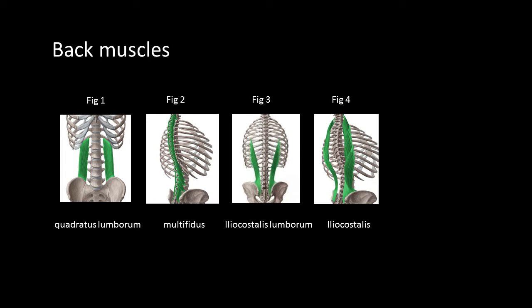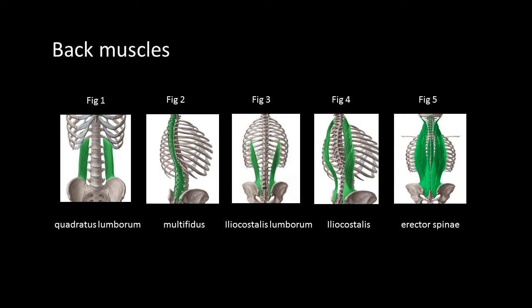Figure 4, the iliocostalis is a deep back muscle that, together with the longissimus and spinalis muscles, comprises the erector spinae muscle group, as shown here in figure 5. The erector spinae is not just one muscle, but a group of muscles and tendons which run more or less the length of the spine on the left and on the right.